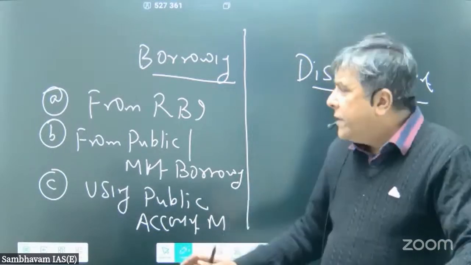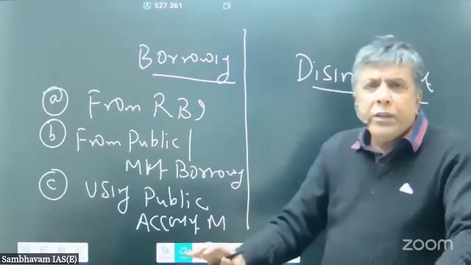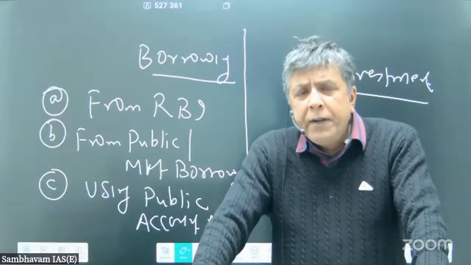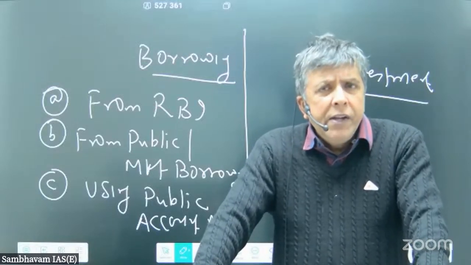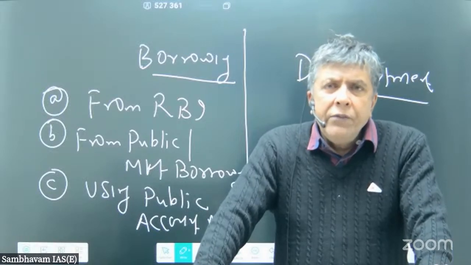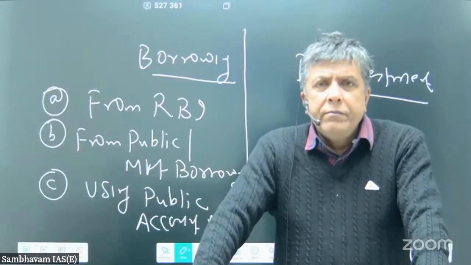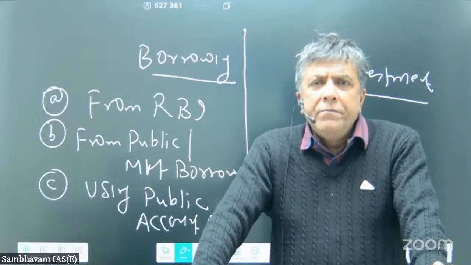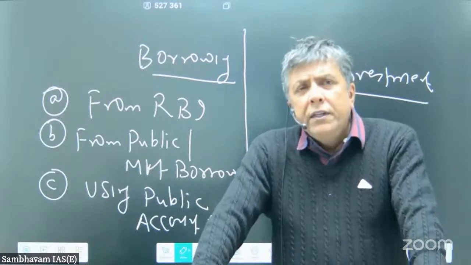And this one is disinvestment. So four things we have to discuss. Broadly, there are two, borrowing and disinvestment. But under borrowing, there are three. Overall, they become four. And every year in prelims, one question is coming from each section. So we have to discuss everything in detail.